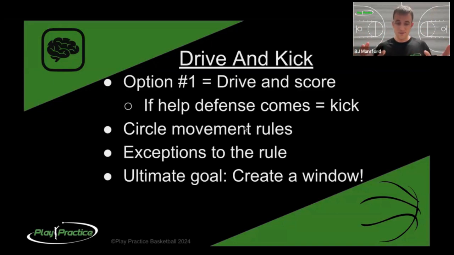So the basic circle movement is move the same direction as the hand the ball handler is dribbling with. That's the clearest way I found to read that. It's not which direction they're really dribbling, because sometimes they'll change hands but still be going the same direction. It's not based on the defense, it's just based on your teammate with the ball, which hand did they dribble with?